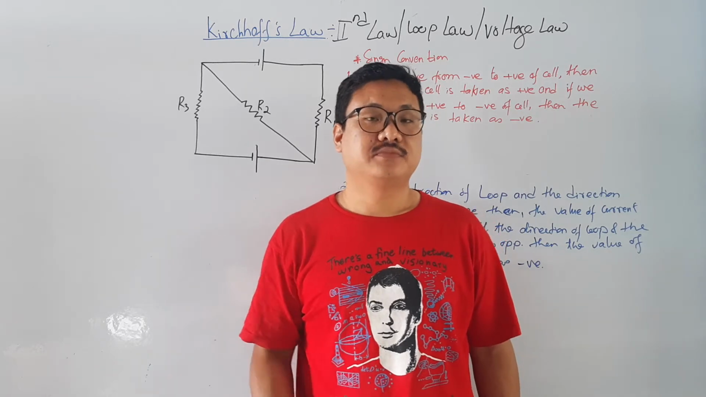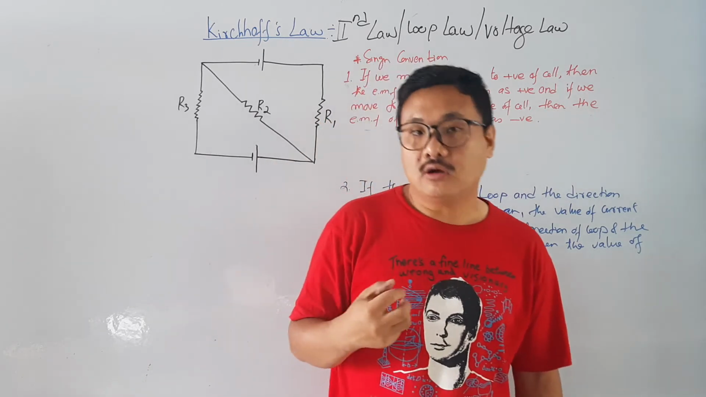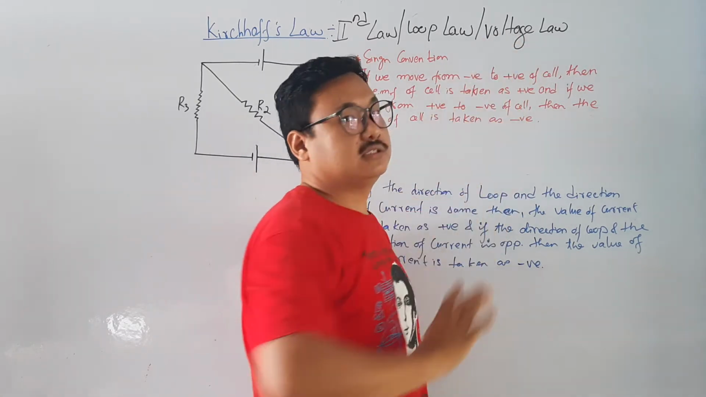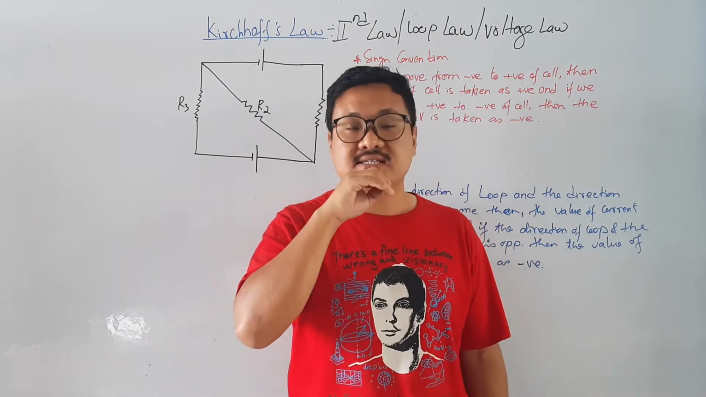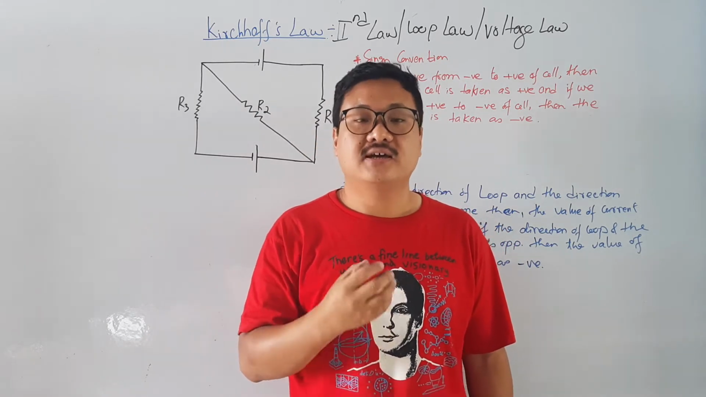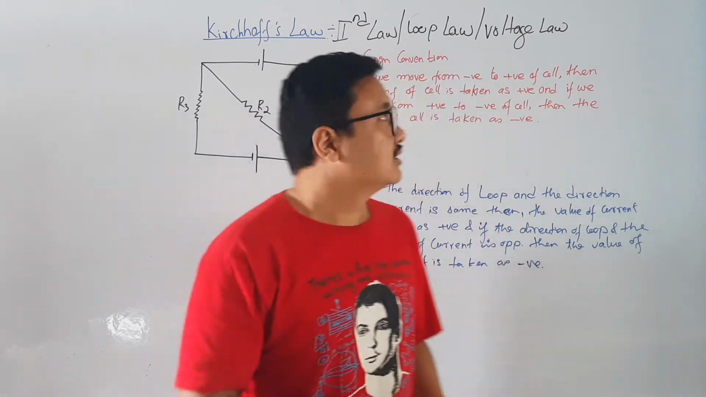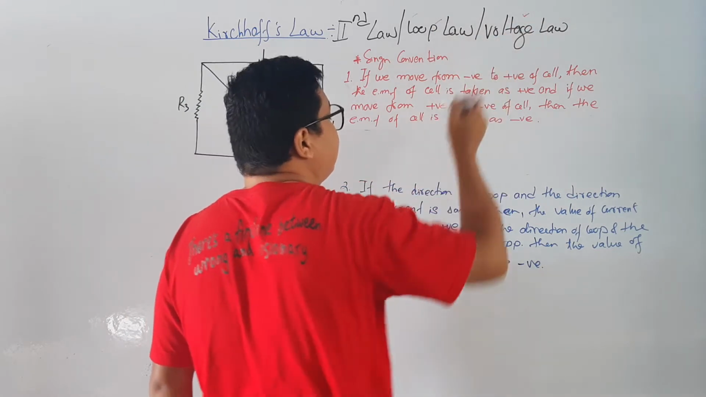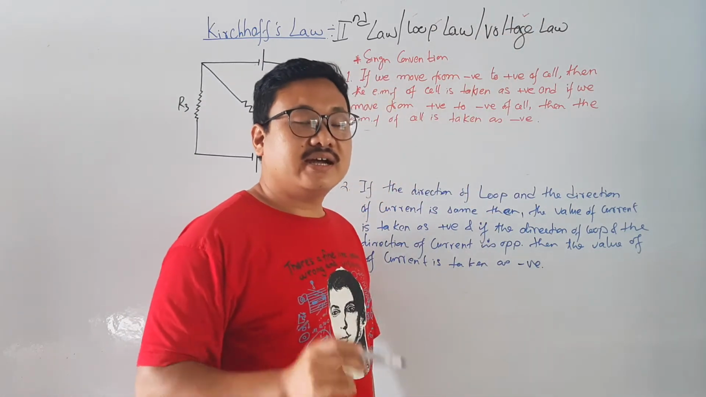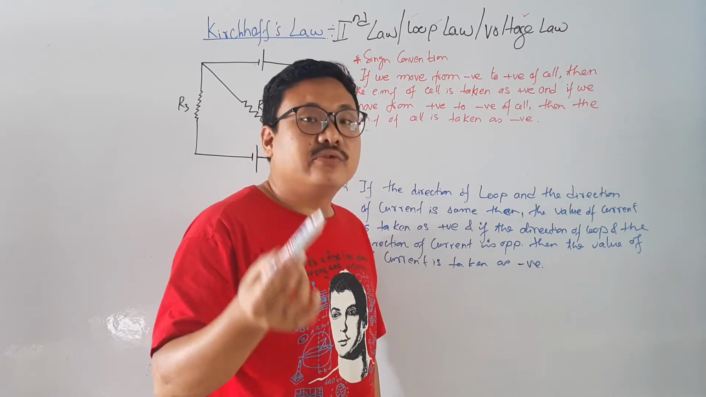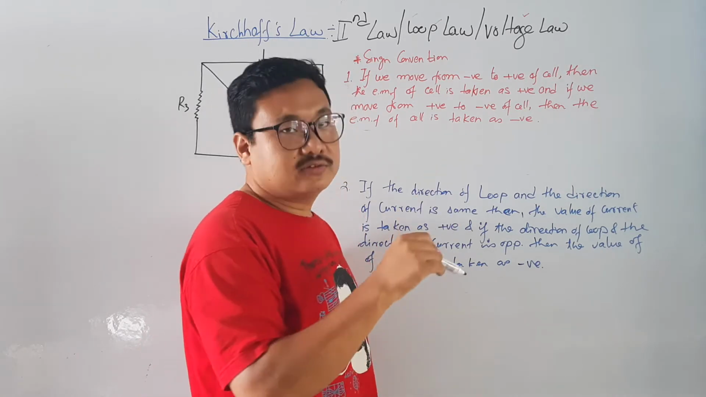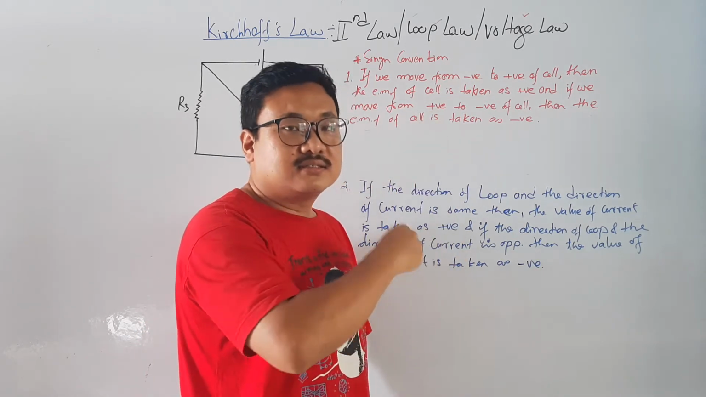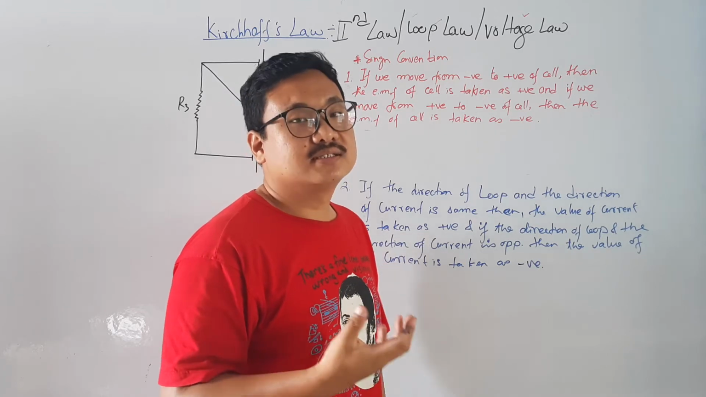Kirchhoff's second law is also known as Kirchhoff's loop law and Kirchhoff's voltage law. Let us study this with an example and then we will give the statement. There are two names, loop law and voltage law. What does this mean? It means that there has to be the involvement of voltage and the involvement of a loop. So to study this, let us consider an electrical circuit.